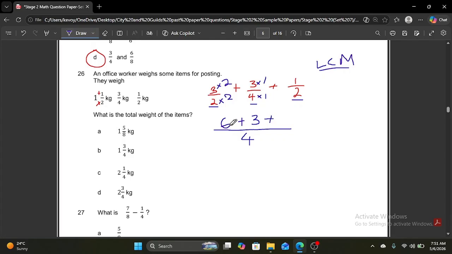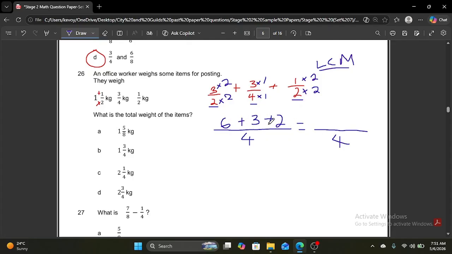Looking over here, we have a half. So 2 times what to get 4? That's 2 again. Anything you multiply the bottom by, you have to multiply the top by the same thing. So that's multiplied by 2. So 2 times 2 is 4, and 1 times 2 is 2. Now that we have the same denominator, which is 4, we'll just add everything that we have at the top.